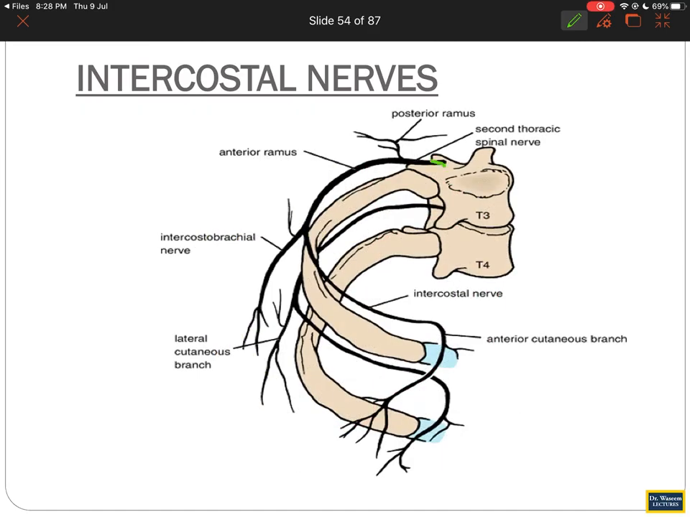And its total course, posterior ramus, leave it. The posterior ramus is not called internal intercostal, though it is also a daughter of the thoracic nerve. But this big, very long daughter, which covers the anterior lateral portion of your entire body, your trunk, your thorax also, is called the intercostal nerve.